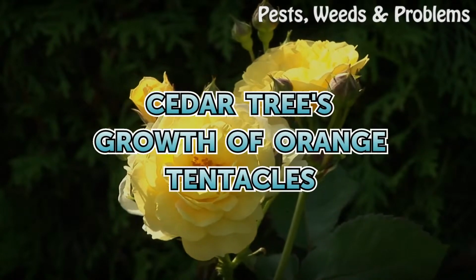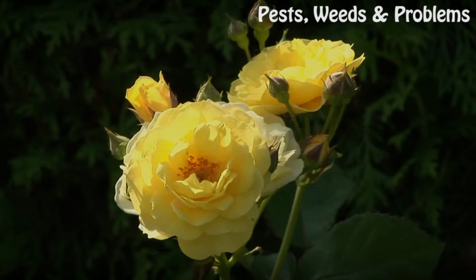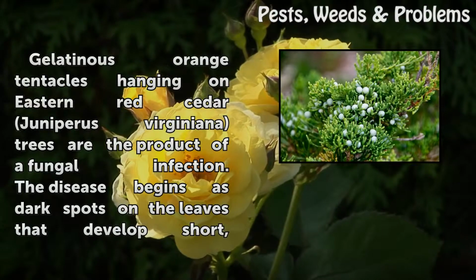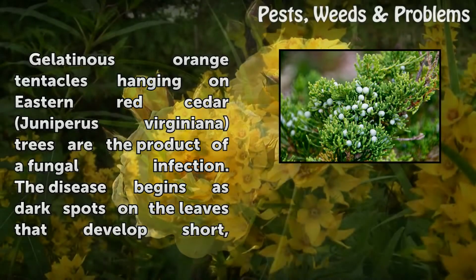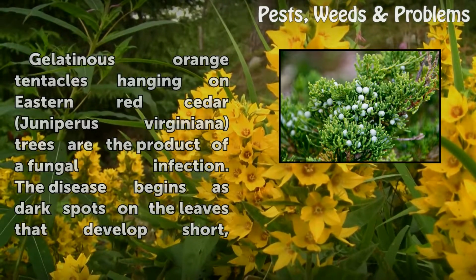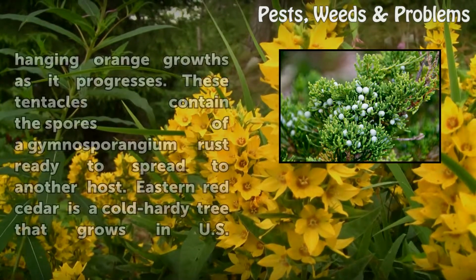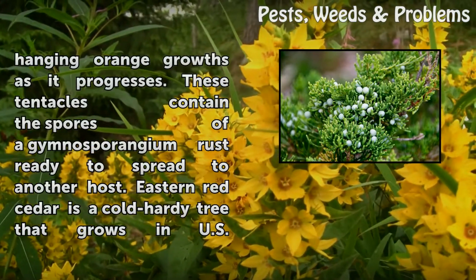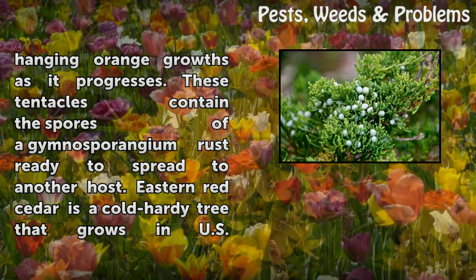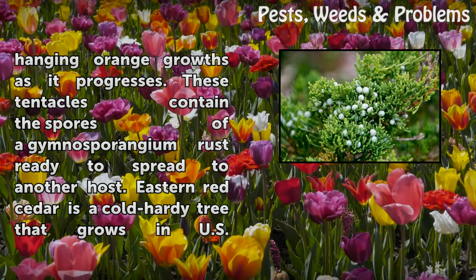Cedar trees' growth of orange tentacles. Gelatinous orange tentacles hanging on eastern red cedar Juniperus virginiana trees are the product of a fungal infection. The disease begins as dark spots on the leaves that develop short, hanging orange growths as it progresses. These tentacles contain the spores of a Gymnosporangium rust ready to spread to another host.